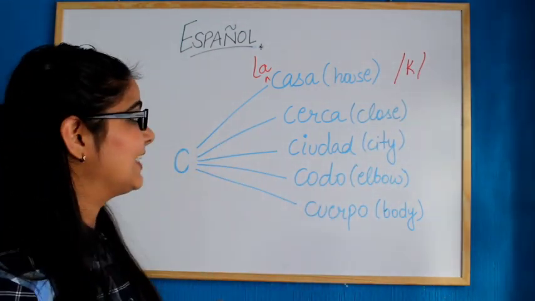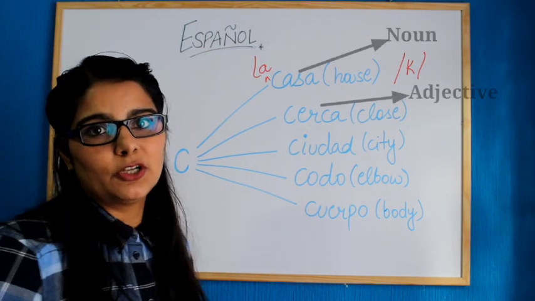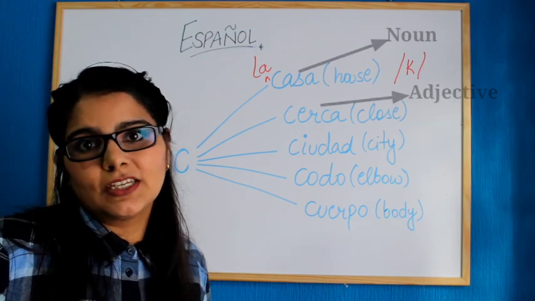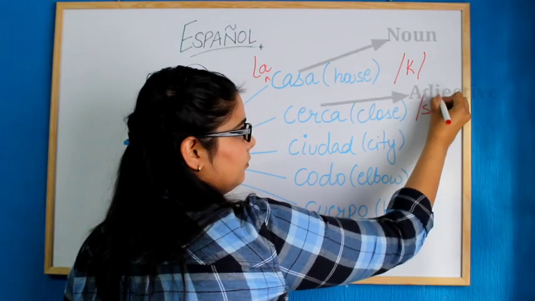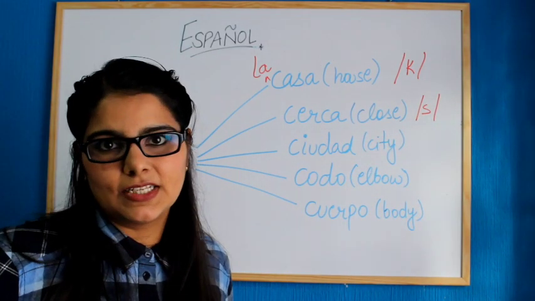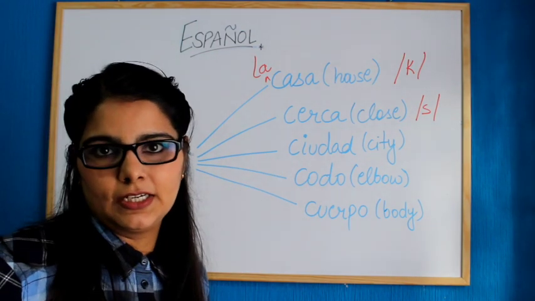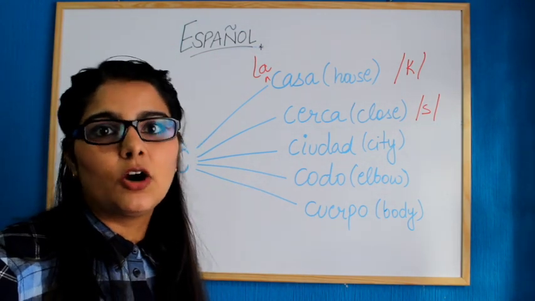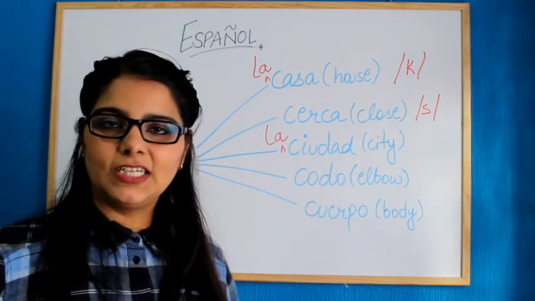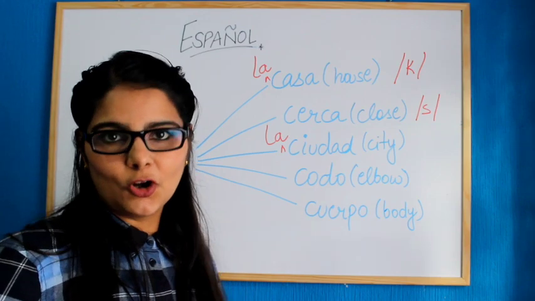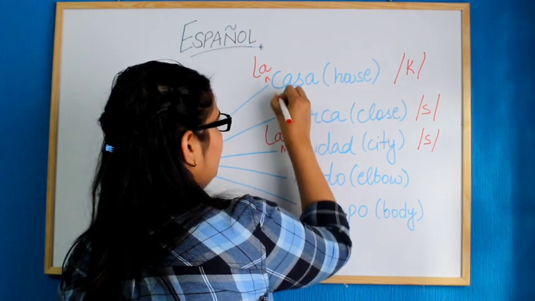Okay. Next example is cerca. Cerca doesn't have el or la because cerca is close. Close is an adjective. So cerca is giving the S sound, like a snake sound. Cerca. Okay. Next word is ciudad, or la ciudad. City. So city is feminine. La ciudad also gives the S sound in letter C.